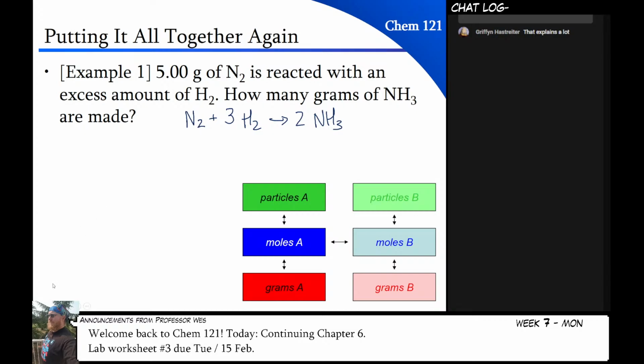It's impossible to answer the question without the balanced equation. So that's an important starting point. Now what we need to do is read the problem and ask what it's telling us, because we're going to see these problems like we did in the previous section, where we were doing grams to moles of a big molecule and then looking at a part of it. So here's what the question is asking. 5 grams of nitrogen is reacted with an excess amount of hydrogen. How many grams of NH3 are made?